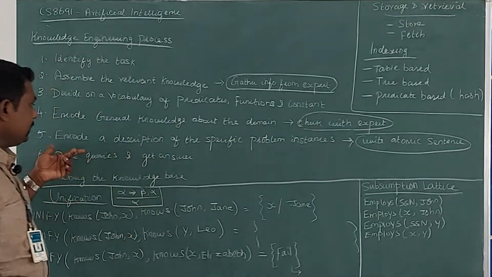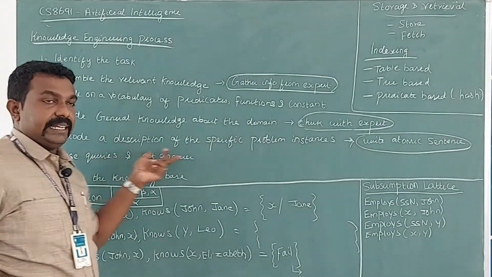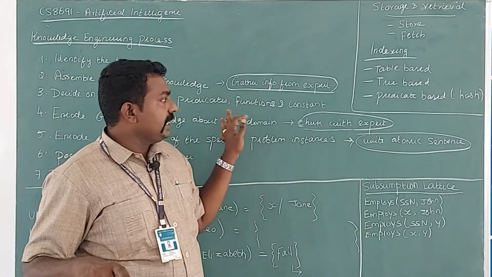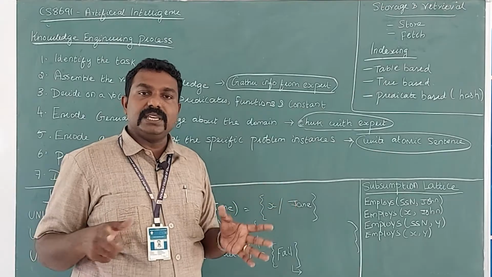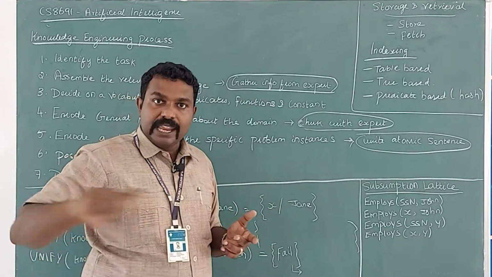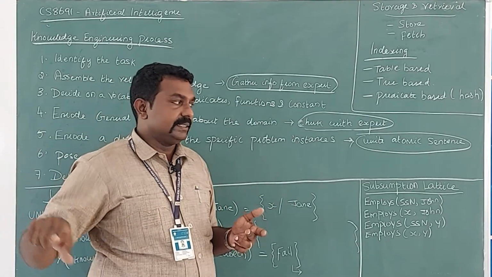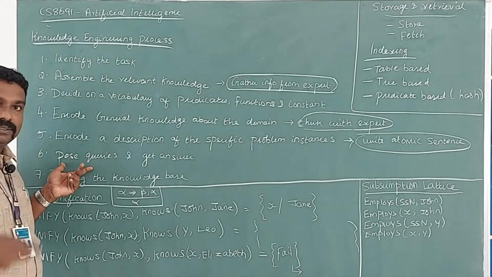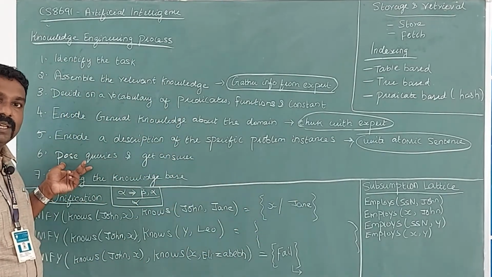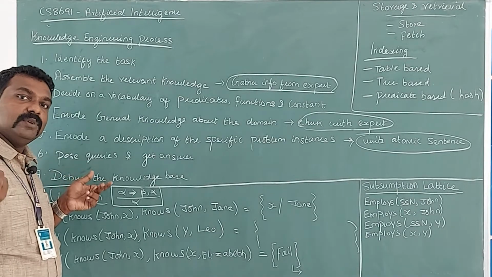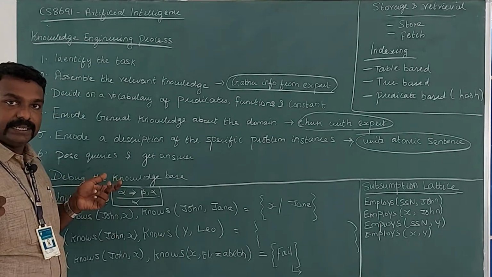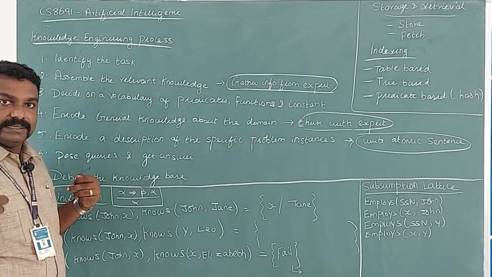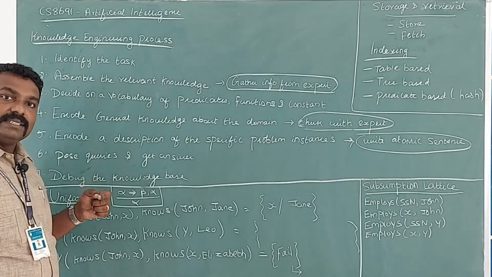After that, you are encoding the sentences, that is, atomic sentences. Once the predicates, constants and everything are checked with the expert, you are framing the atomic sentences. After framing the atomic sentences, you are posing queries, asking questions to the knowledge base, and checking whether it is able to give the correct answer. So, you are posing queries, getting the answer, and checking if the answer is correct.